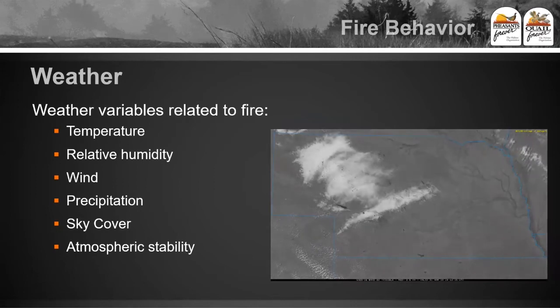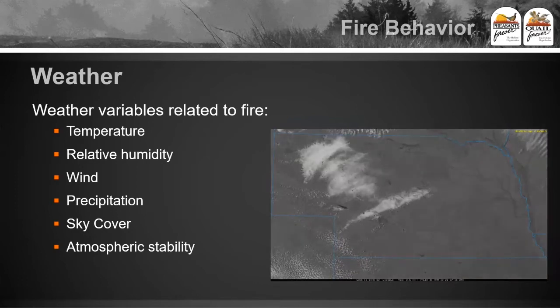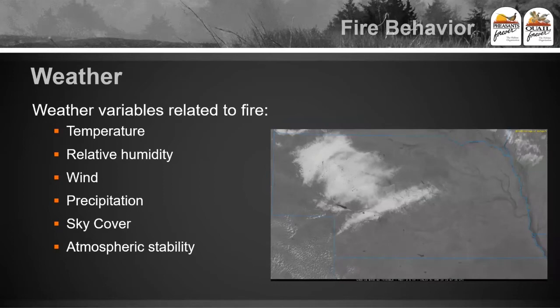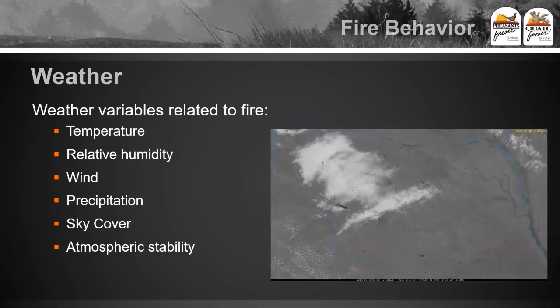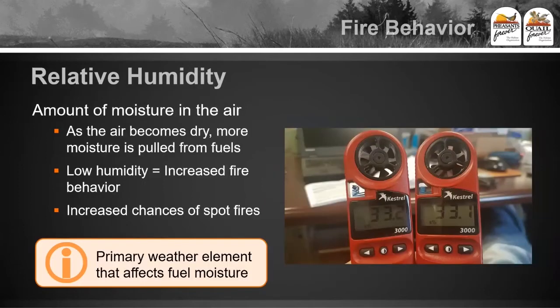So there are several variables. These are the main ones that we're going to talk about that are the most common: temperature, relative humidity, wind, precipitation, sky cover, and stability. Like I said, there's more factors in weather that we look at. These are the main ones that have the biggest effect. Now, I'd say the biggest one is relative humidity.